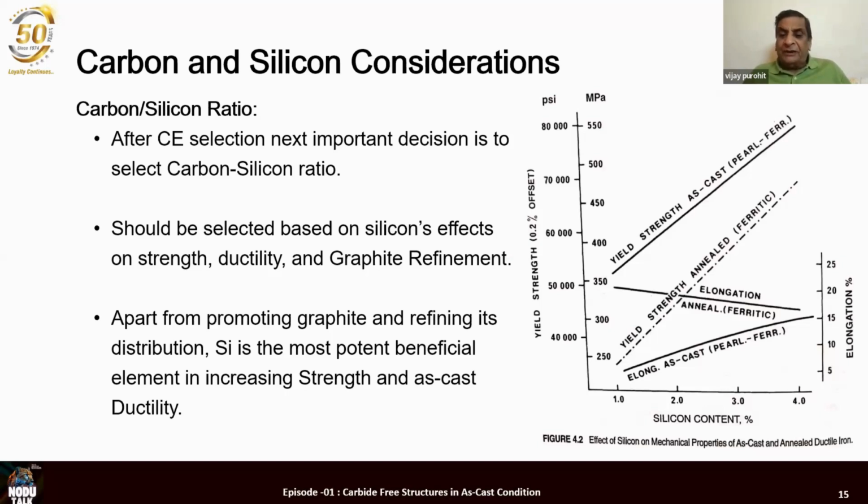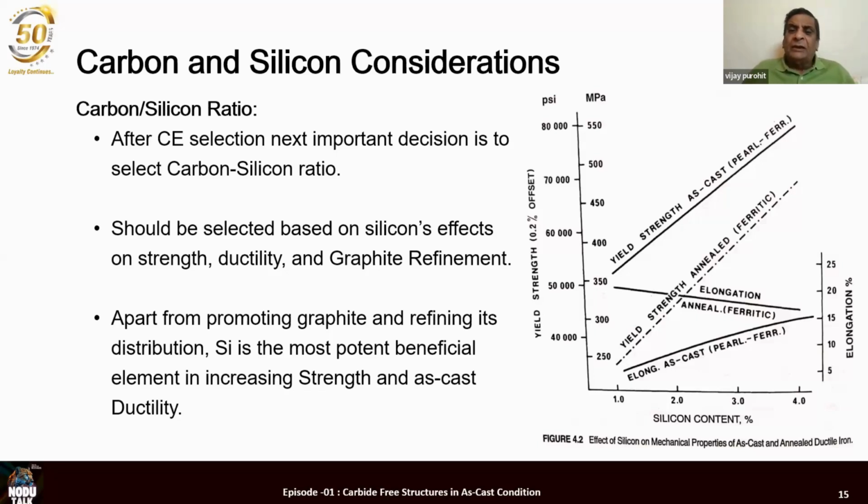You look at the figure to your right hand side. On the x-axis is silicon content. On the y-axis is yield strength. As the silicon content increases, the yield strength in as-cast SGIron, pearlitic or pearlitic-ferritic grade, increases. So if you have to increase the yield strength, you have to increase the silicon. So the silicon minimum, we said 2%. And maximum, we have seen in CMO, it can go from 4 to 6% silicon. I didn't show you the silicon range in the previous casting.